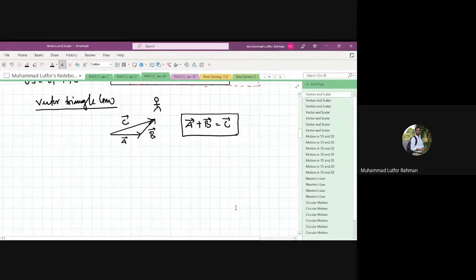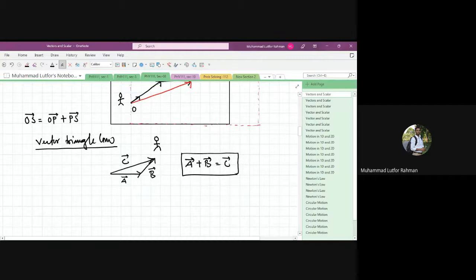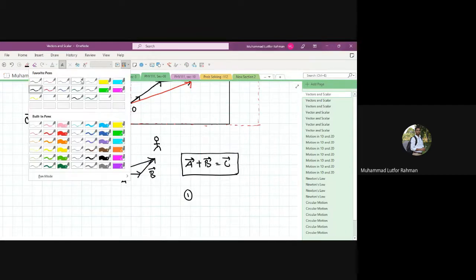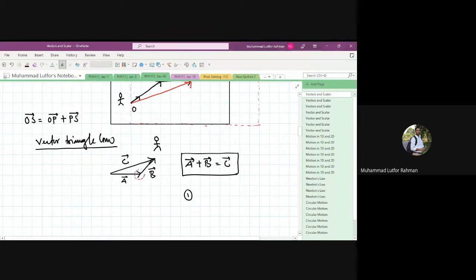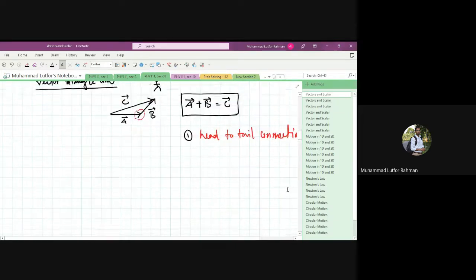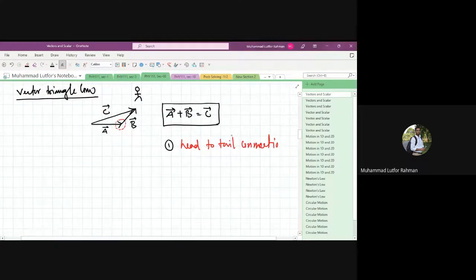And there are some conditions to use this law. The first condition: the vectors must be oriented in such a way that the head of the first vector is connected to the tail of the second vector. Look at this over here. This is the case. The head of the first vector, which is vector A, is connected to the tail of the second vector. It's known as head to tail connection. It must be arranged in that way. This is the first condition.